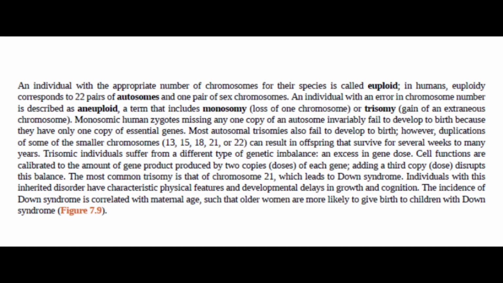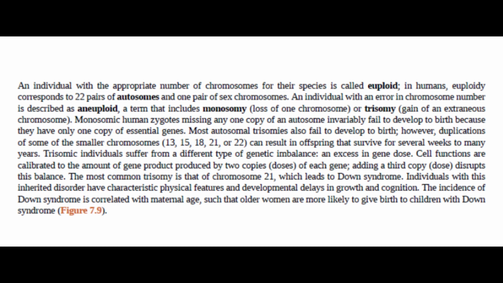Monosomic human zygotes missing any 1 copy of an autosome invariably fail to develop to birth because they have only 1 copy of essential genes. Most autosomal trisomies also fail to develop to birth. However, duplications of some of the smaller chromosomes, for example 13, 15, 18, 21, or 22, can result in offspring that survive for several weeks to many years.